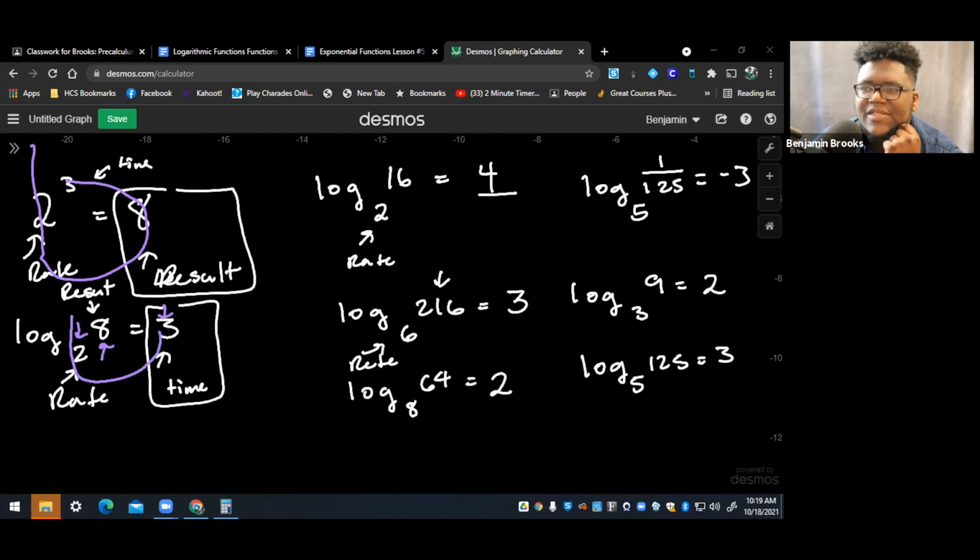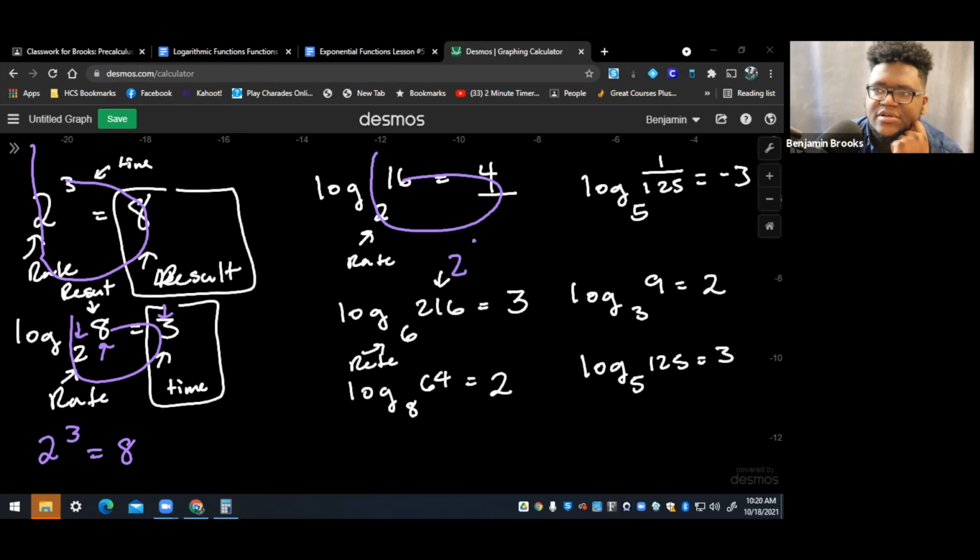So if I use the spiral method here, I have log base 2 of 8 is equal to 3. Now I can say 2 cubed must be equal to 8. Does everybody see that? So let's try it over here. We've got log base 2, a rate of 2, a result of 16, is equal to 4. So if I use the spiral method, basically what I'm saying is 2 to the 4 equals 16. Do y'all see that?